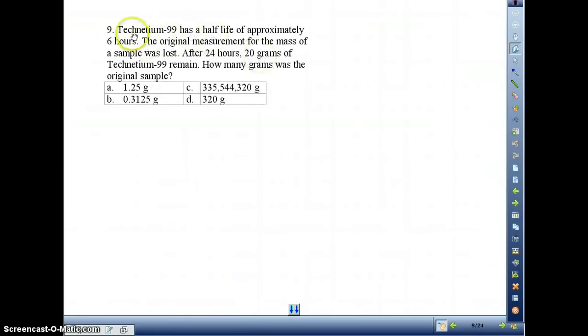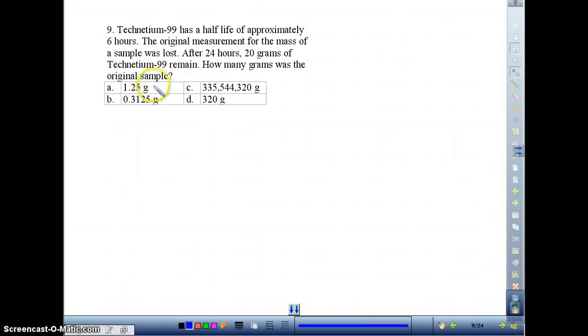I can't even pronounce this. Technetium-99 has a half-life of approximately 6 hours. The original measurement for the mass of the sample was lost. After 24 hours, 20 grams of that stuff, technetium-99, remains. How many grams was in the original sample?